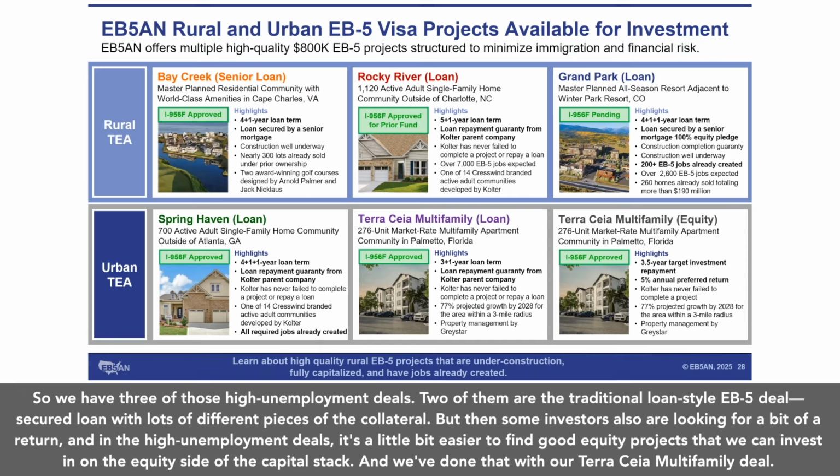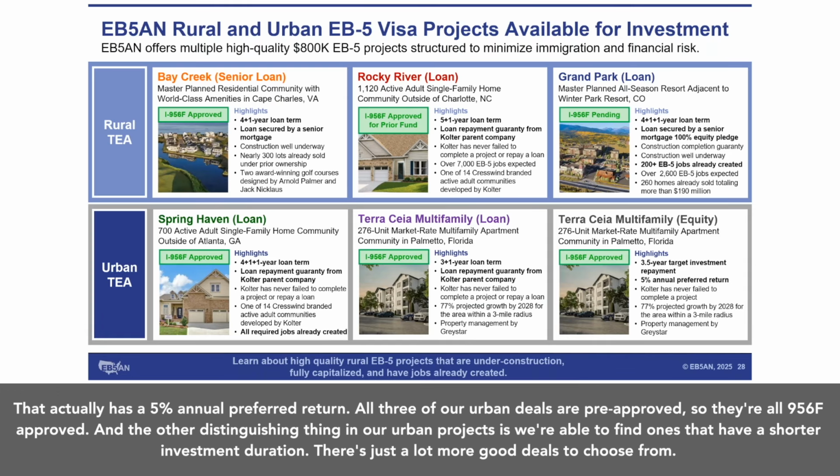2 of them are the traditional loan style EB-5 deal, secured loan with lots of different pieces of collateral. But then some investors also are looking for a bit of a return. And in the high unemployment deals, it's a little bit easier to find good equity projects that we can invest in on the equity side of the capital stack. And we've done that with our Terracea multifamily deal that actually has a 5% annual preferred return. All 3 of our urban deals are pre-approved, so they're all 956F approved.